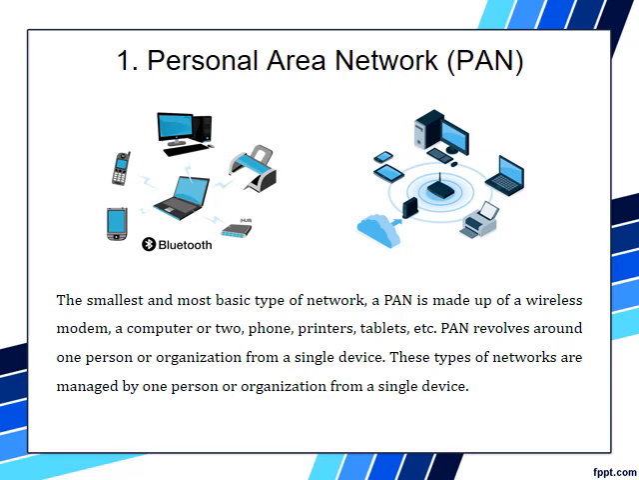Talking about the first one, the personal area network, which means PAN, the smallest and most basic type of network. A PAN is made up of a wireless modem, a computer or two, phone, printers, tablets, etc. PAN revolves around one person. These types of networks are managed by one person or organization from a single device.